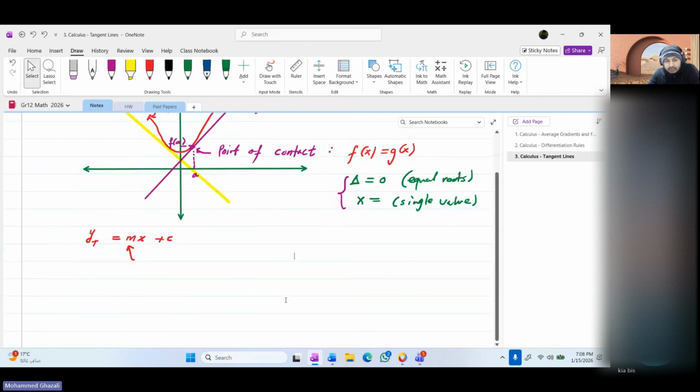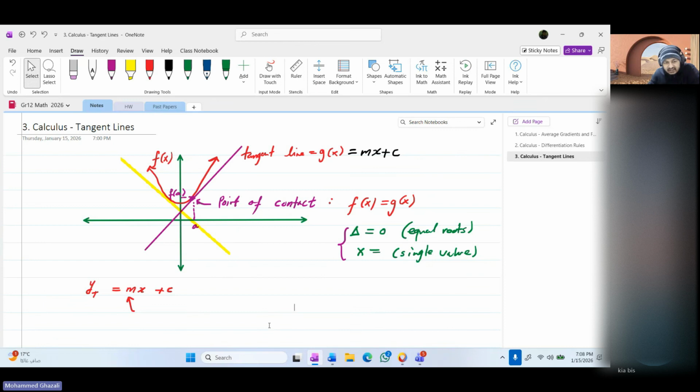Remember, to find the equation of the tangent line, it has to be at the point of contact. Why? Because it's a point that lies on the line. So the point of contact is A and f of A, right? I will substitute this inside this equation. But what is m? We need m. The value of m is actually f prime x, right? If you find f prime x, you're going to get some gradient function, okay?